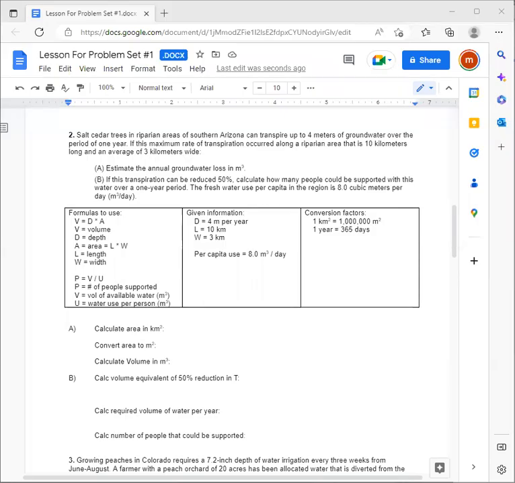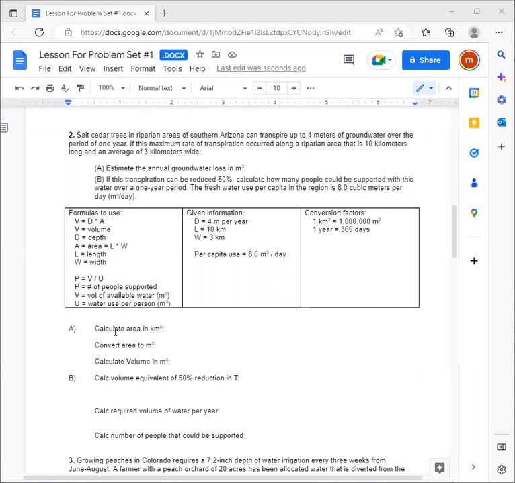Okay, number 2. Salt cedar trees in riparian areas of Arizona can transpire up to 4 meters of groundwater over the period of a year. If this maximum rate of transpiration occurred along a riparian area that is 10 kilometers long and 3 kilometers wide, what is the annual groundwater loss in cubic meters? And if this transpiration can be reduced by 50%, how many people could be supported with this water over a 1-year period? The freshwater use per capita in the region is 8 cubic meters per day.